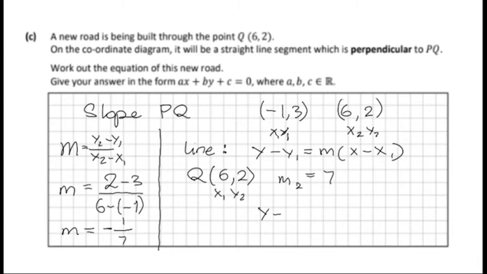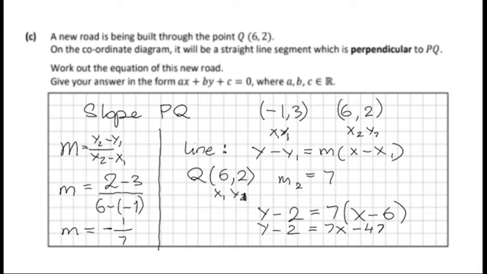So y1 is here, and that's y1, and so y minus 2 is equal to 7, our slope, by x minus x1, which is 6. Alright, so all we have to do is multiply it all out. So y minus 2 is equal to 7x minus 42.